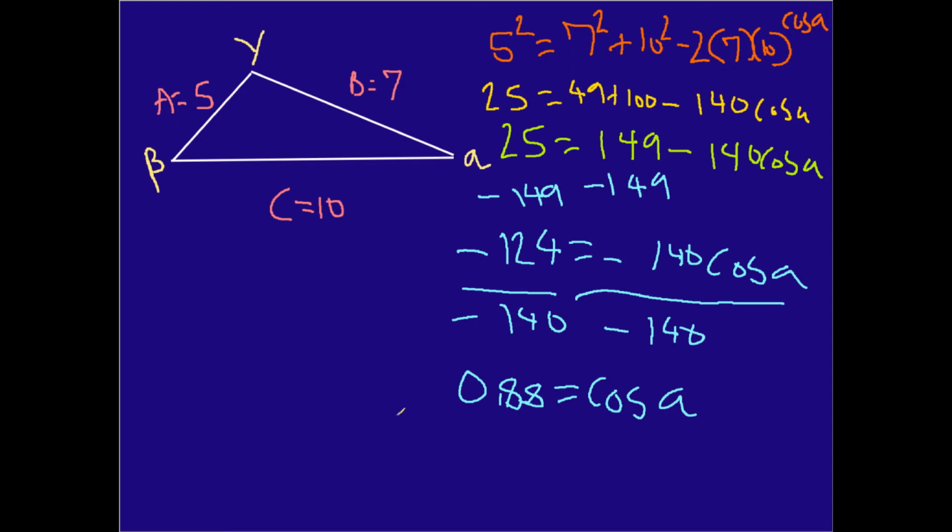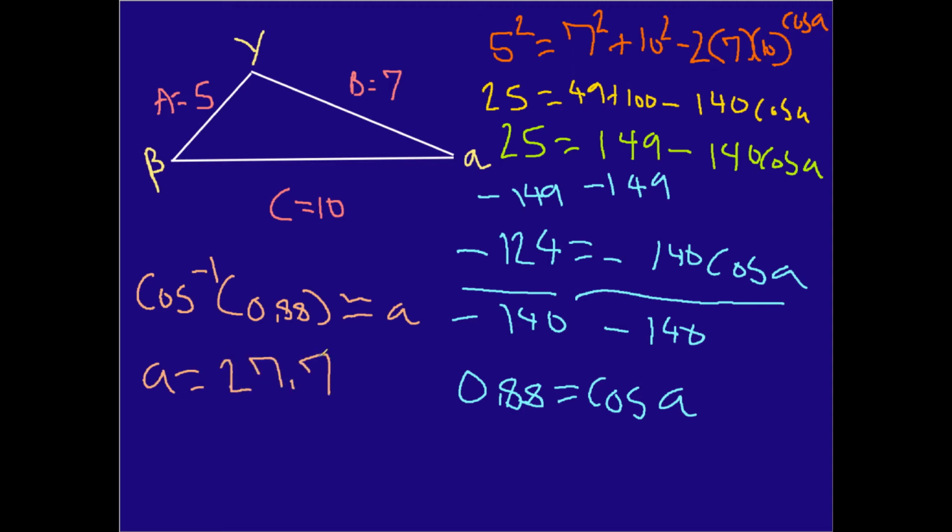Now we do the inverse of this. I'm going to put this in a different color because it's kind of important. So we're going to do cosine negative 1 of 0.88, which approximates alpha. And so we end up with the final answer of alpha equals 27.7 degrees. This is our answer right here. We're going to need this in a second.